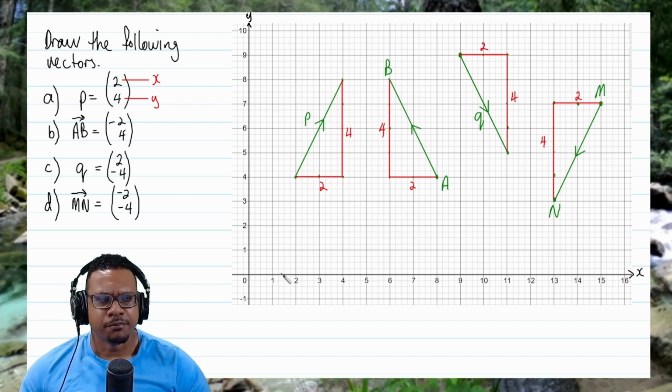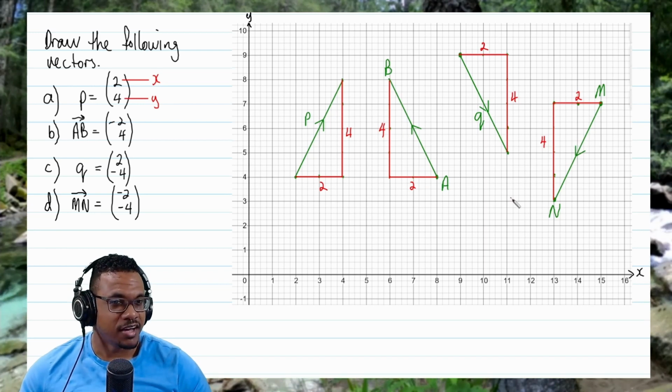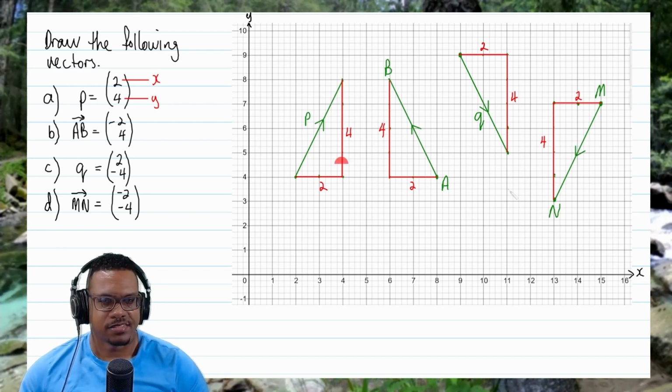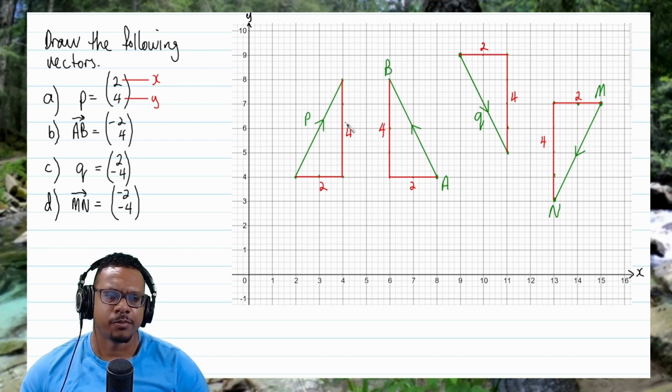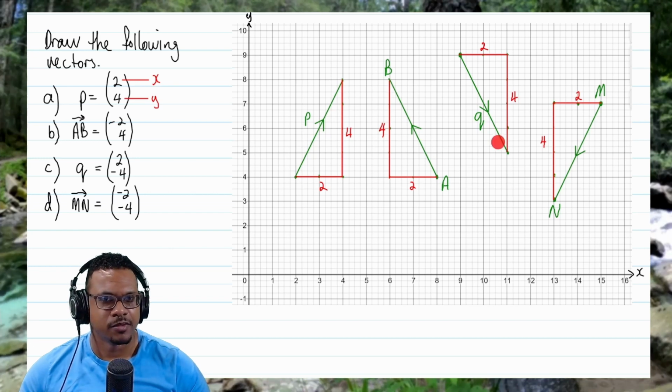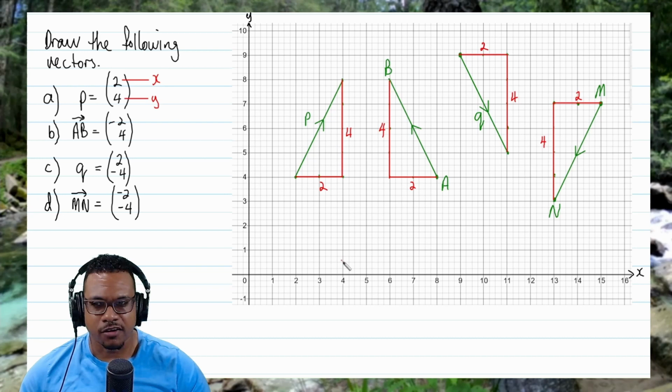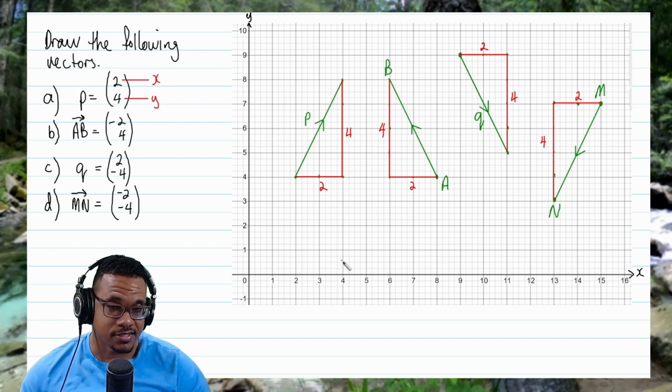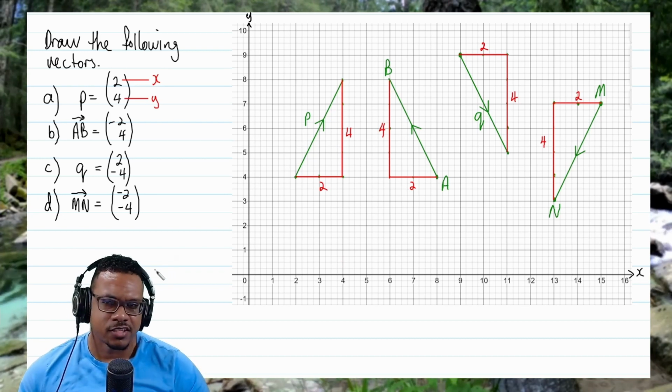Now, when trying to find the magnitude of the vector, notice that when we form the right angle triangle, all these vectors, even though they have different directions, the sides still have the same lengths. And therefore, if we apply Pythagoras' theorem, the length of the hypotenuse will be the same for all these vectors. Which means the magnitudes of these 4 vectors are the same. So now, let's just work out the magnitude of MN, applying the formula.